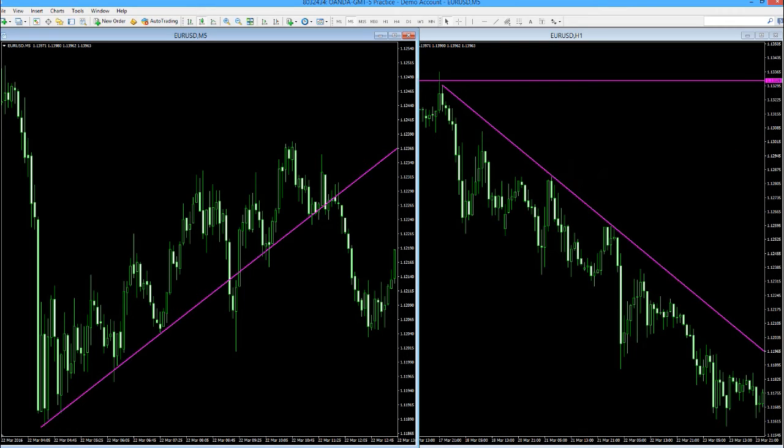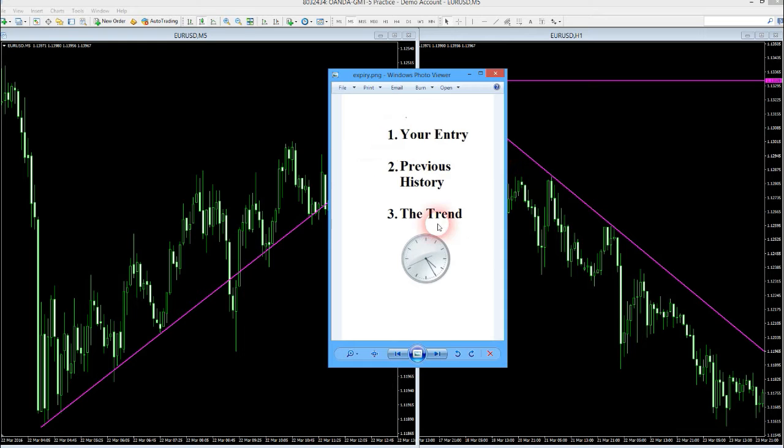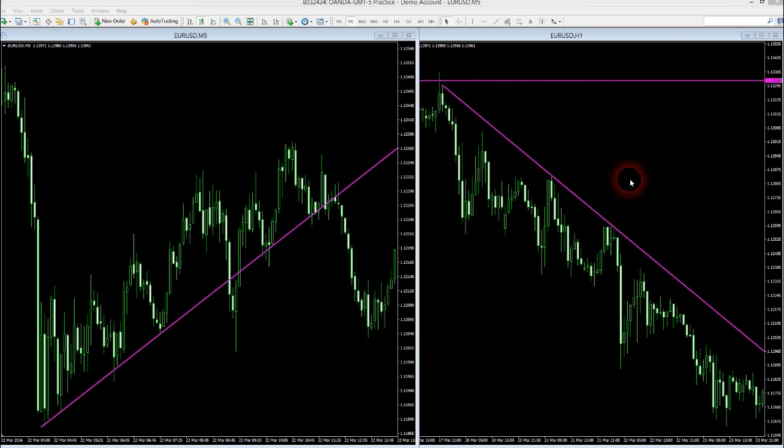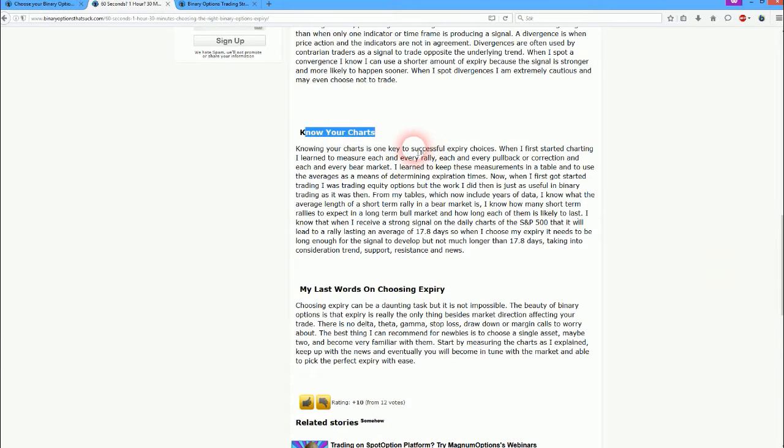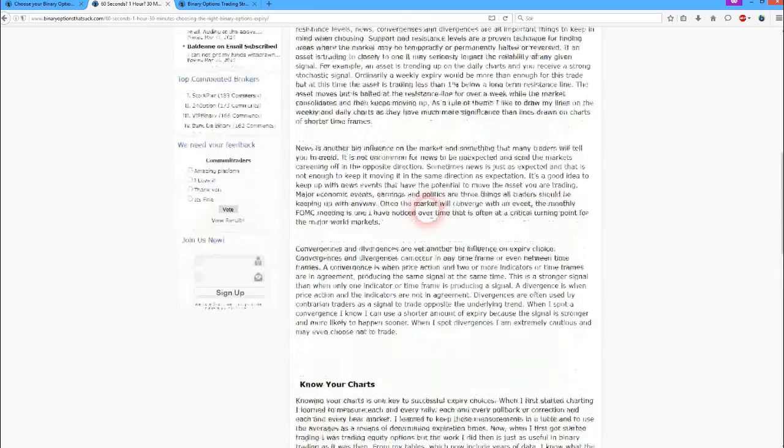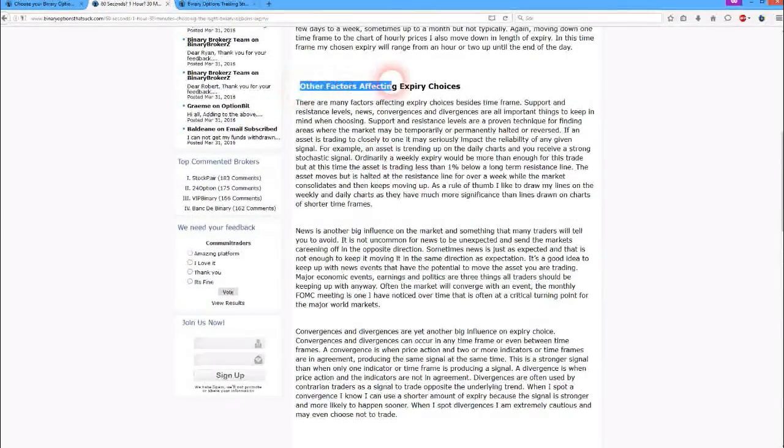And as I said, what is going to affect your expiry? Now, I told you that the expiry is dependent on these, but what is going to affect these things? So that's obviously the fundamentals, the news. If you don't know the news, here's the article, other factors affecting expiry choices.